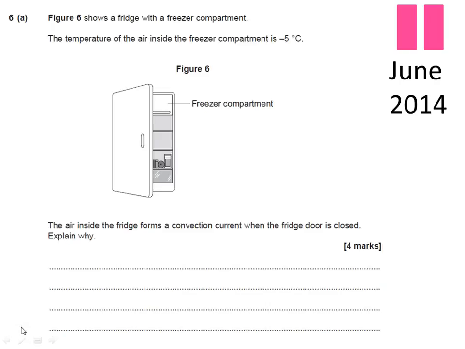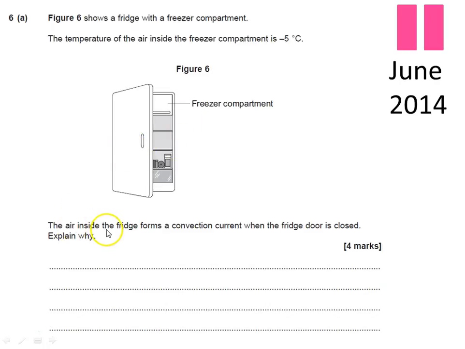Now, this was a question in June 2014, and it did confuse a few of my Year 11s who did it. It's a bit of a nasty question, really, because we're all taught heat rises, and so that's what we think about. However, if you look here, this design of the fridge freezer is that the freezer is at the top of the compartment and not at the bottom, so they're being a little bit sneaky here.